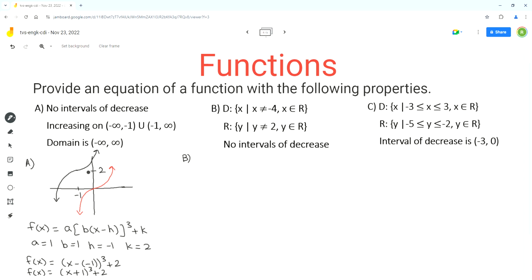The domain of the function is x can be any real number except negative 4. The range is any real number except 2. And there is no interval of decrease. Since there is a restriction on the domain and range, this must be a reciprocal function. There is a vertical asymptote at x equals negative 4 and horizontal asymptote at y equals 2. So we can sketch this information.